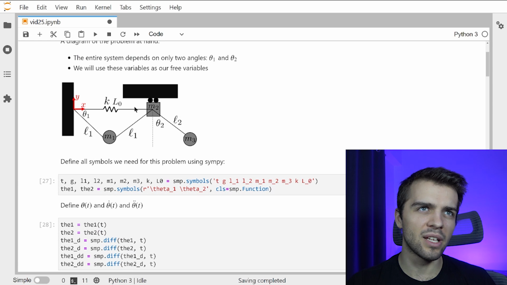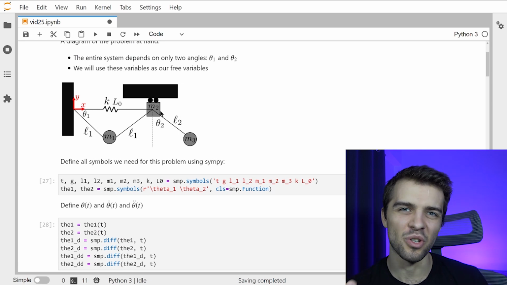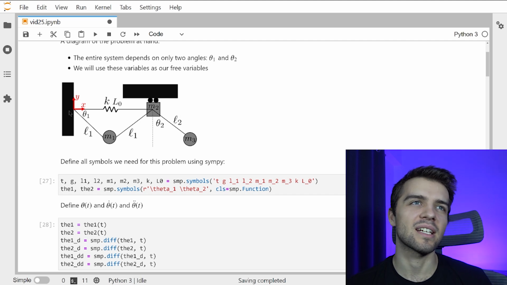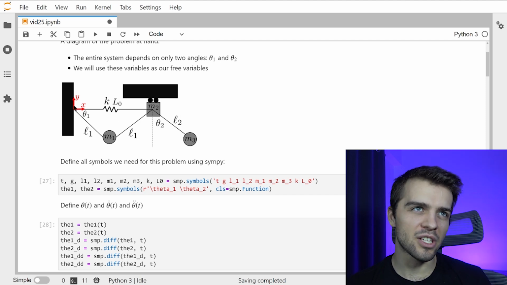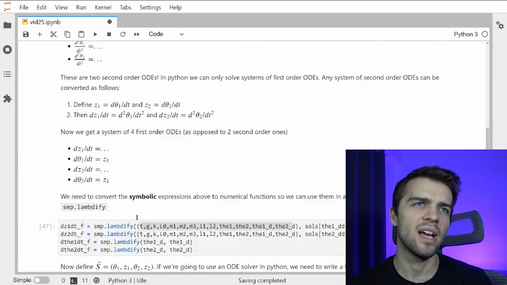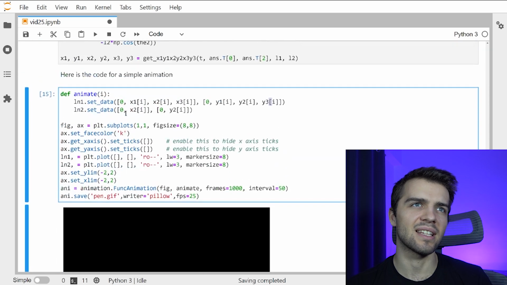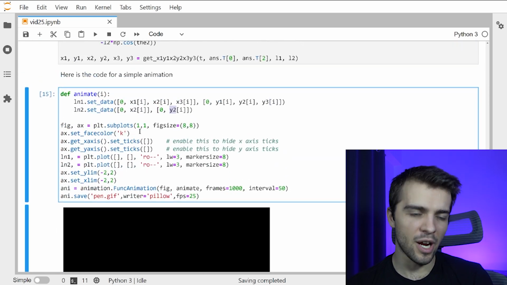But I also want a line here as well that sort of represents the spring, because that's also important in the problem, connecting this line here. So for that, I just need to go from 0, 0 to x2, y2. And that's what this second line does here. It goes from 0, 0 to x2, y2 for the ith frame.